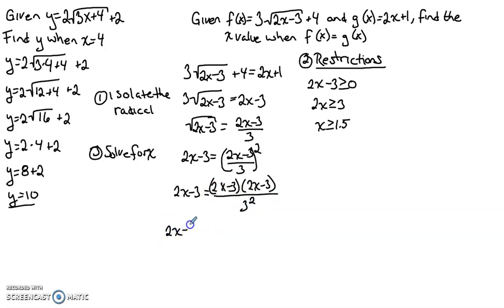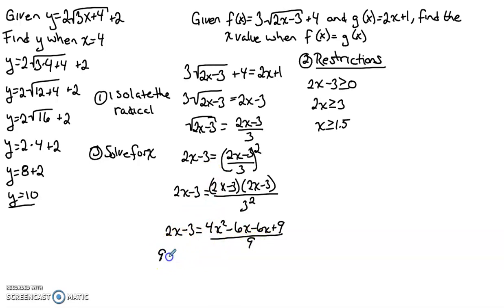So 2x minus 3 equals 4x squared minus 6x plus 9. I've simply used FOIL on these top brackets. Divided by 3 squared, which is 9. What we want to do at this point is we'll notice that we have a quadratic. To solve a quadratic, think back to last year, we need to set the whole thing equal to 0, and then either factor or use the quadratic formula. So let's get everything on one side, and let's eliminate this fraction while we're at it. We'll multiply everything by 9.